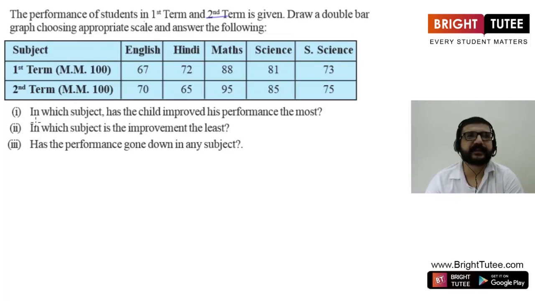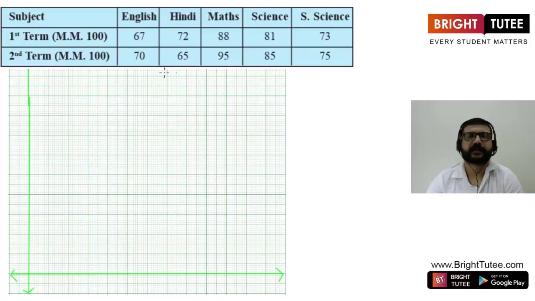The first question is, in which subject has the child improved his performance the most? And the second is, in which subject is the improvement the least? And then the third question is, has the performance gone down in any subject? So let's draw a bar graph for this first. Now first of all we have to choose a scale.